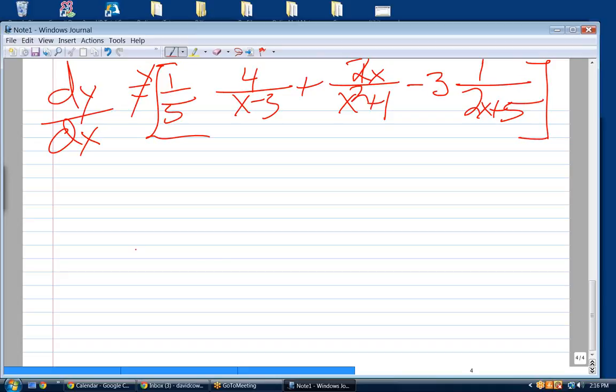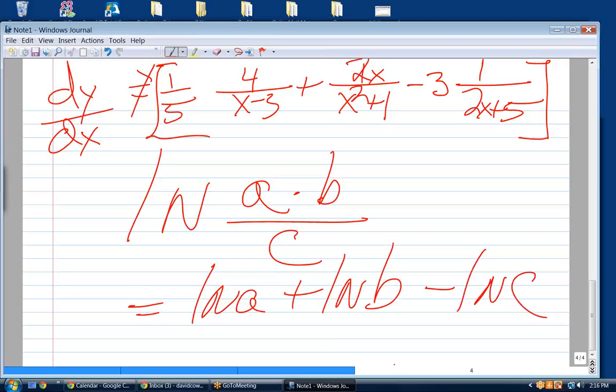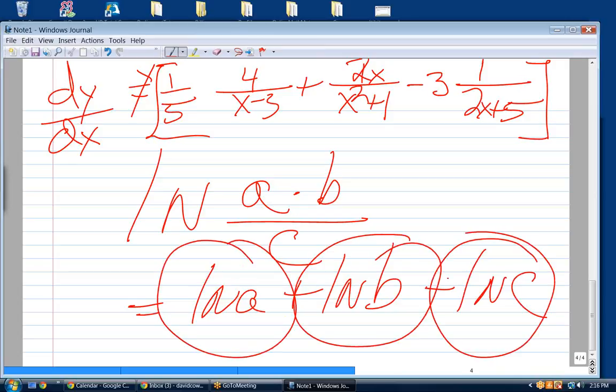In other words, what's difficult about differentiation is when we have a times b divided by c. Once I take the natural log of that, it's equal to the natural log of a plus the natural log of b minus the natural log of c. Each of these is very easy to differentiate. We don't have any product rules or quotient rules to apply. So it's much easier differentiating sums and differences than it is products and quotients.